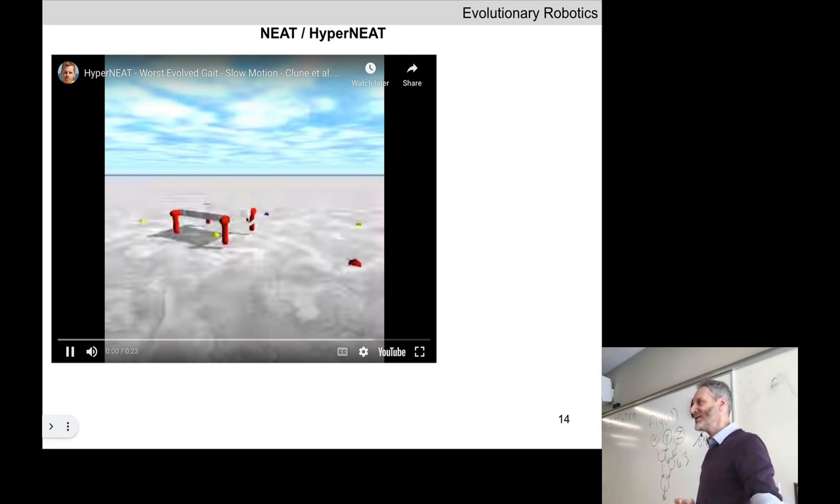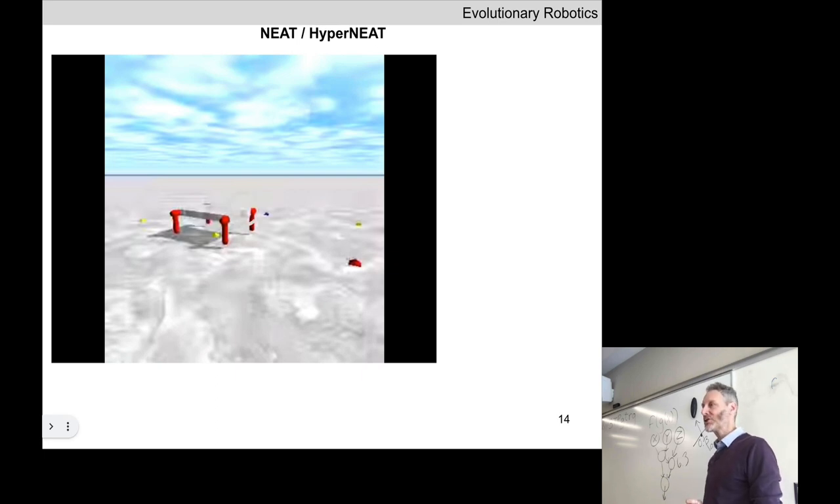If you could see this video, and you can see it, I guess, in the slide deck after, it has a much more regular gait than you just saw. If I remember correctly, this one actually pronks. All four legs happen to move together.